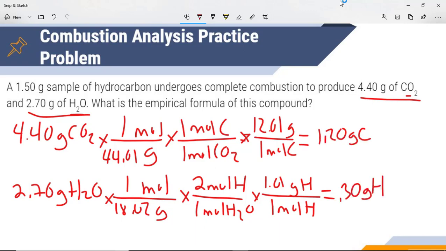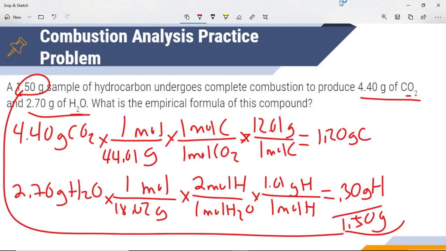So if we take a look here, we have 1.2 grams of carbon and 0.30 grams of hydrogen. Now what's nice about this is when we add these together, we get 1.50 grams. That tells us that there is no oxygen in the compound, because 1.2 grams of carbon and 0.3 grams of hydrogen are in my products. The law of conservation of mass says that whatever I put into a chemical reaction, I must get back out of it. So because I get 1.50 grams out of this, there is no oxygen.